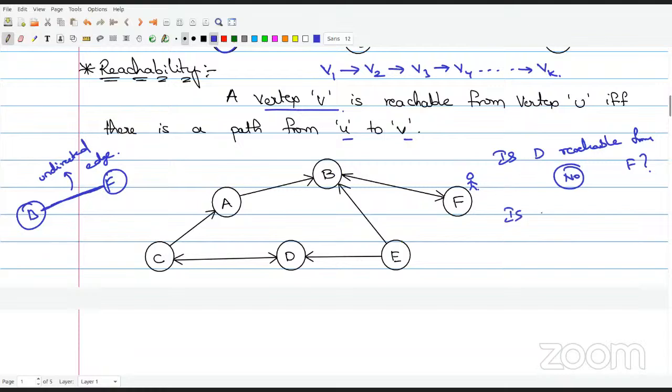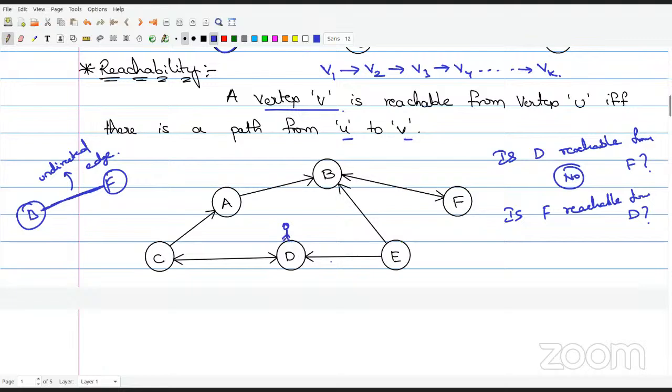If I ask like this, is F reachable from D? Yes. So what should I do? I should find a path from D to F. If I want to check whether F is reachable from D, I need to check, is there any path going from D to F? So let's find out. I am at D now.